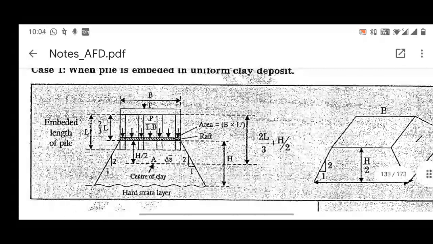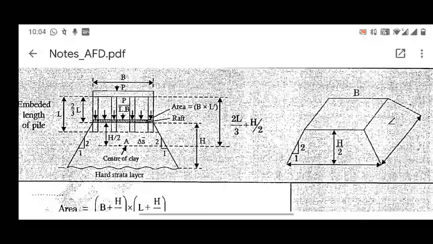That is the h by 2 separation between these two widths. So now the slope you can easily see. Slope is shown as two vertical to one horizontal, right? That means when you are moving two times in the downward direction, you are moving one time in the horizontal direction. So this B will be similar to the B in the upper face, plus this will be h by 2.